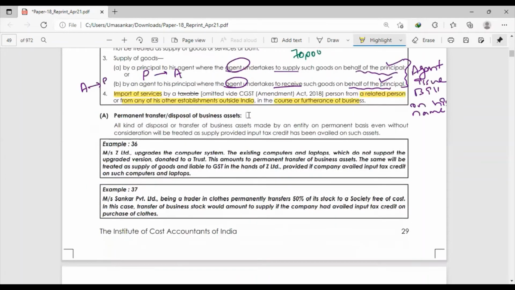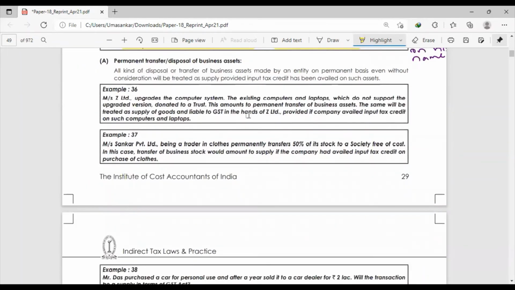Then our first case is permanent transfer or disposal of business assets. All kinds of disposal or transfer of business assets made by an entity on a permanent basis, even without consideration, will be treated as supply, provided input tax has been availed on such assets. The same thing I've already explained. If input tax is availed, then this kind of disposal or transfer will be considered supply. Example, you can go through it.